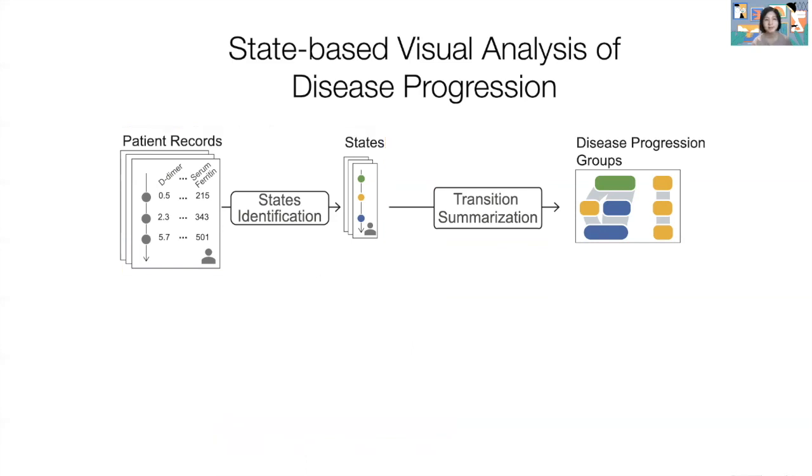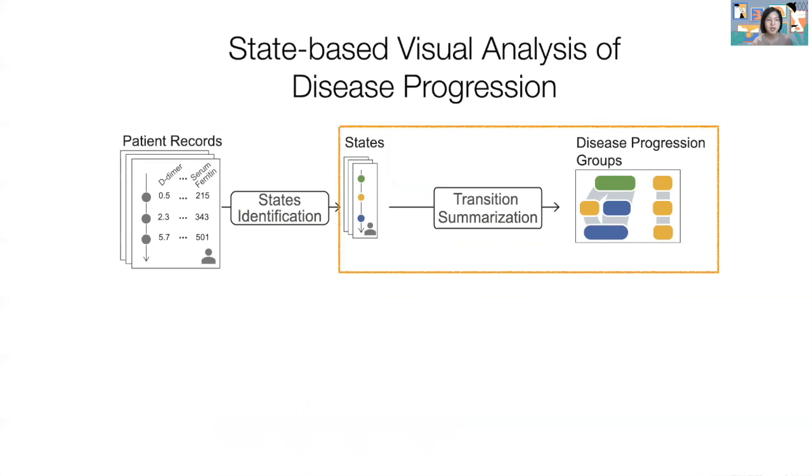After state identification, common state transition patterns are summarized in the second phase. Those transition patterns can help users better understand the different paths of disease progression. Patients are further grouped based on the transition patterns to reveal potential correlations between disease progression and the patient-level features.